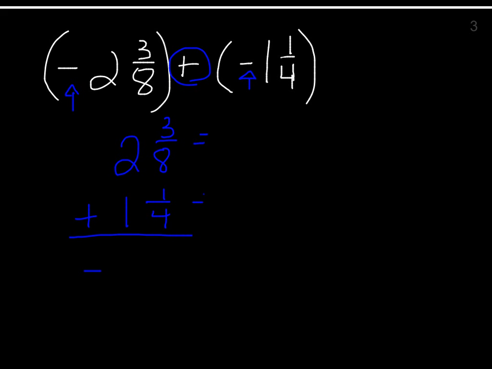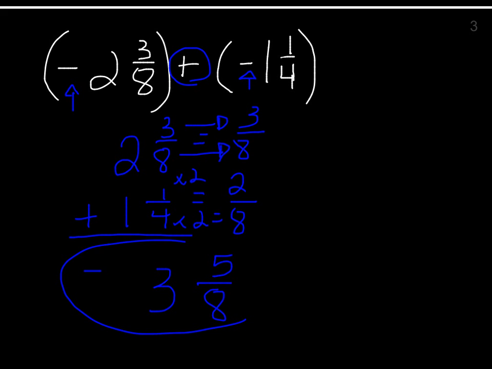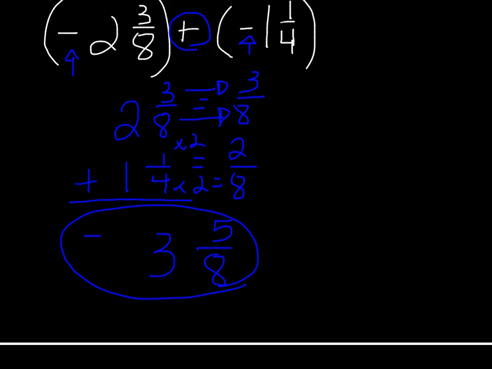Common denominator here is 8. Since my top didn't change here, this one doesn't change. My bottom here, 4 times 2 is 8, so 1 times 2 is 2. Adding those together, I get 5/8. 2 plus 1 is 3, and then it's negative. So that's my answer there.